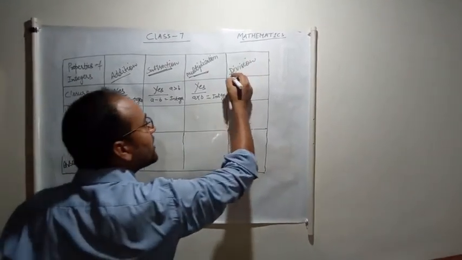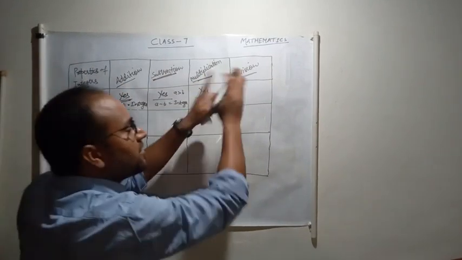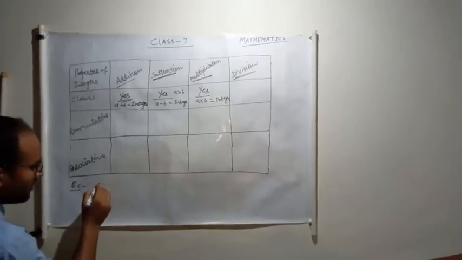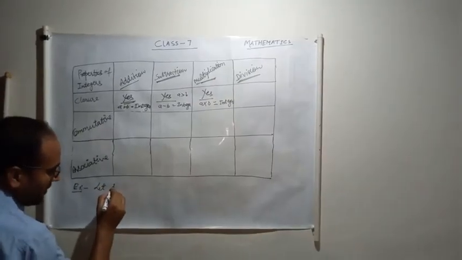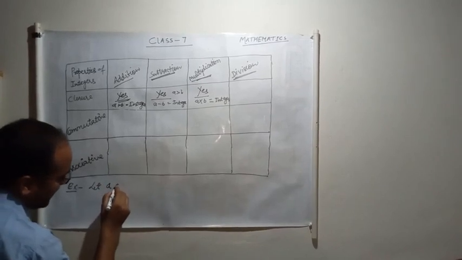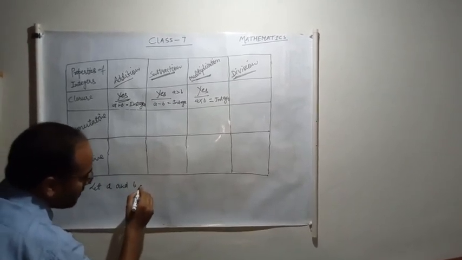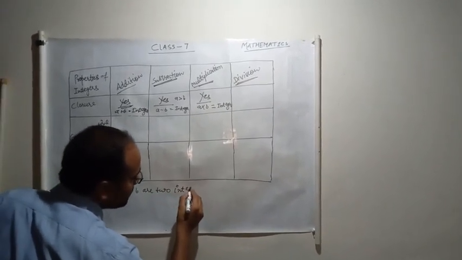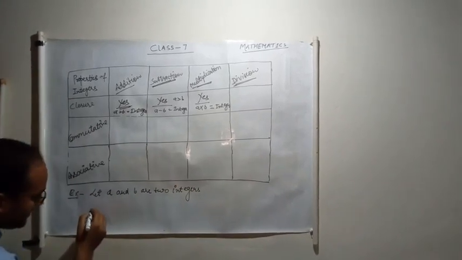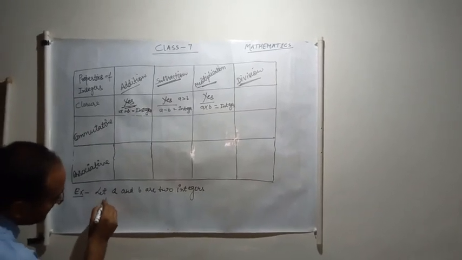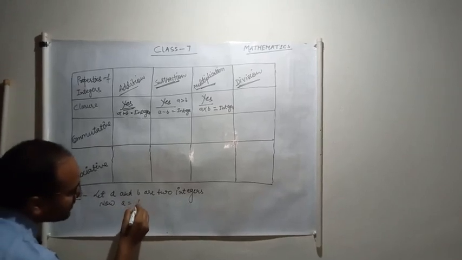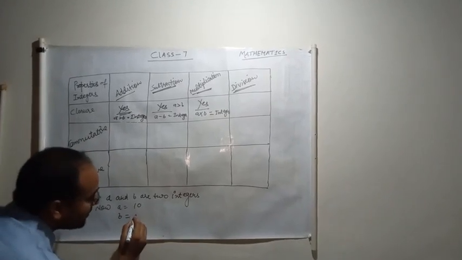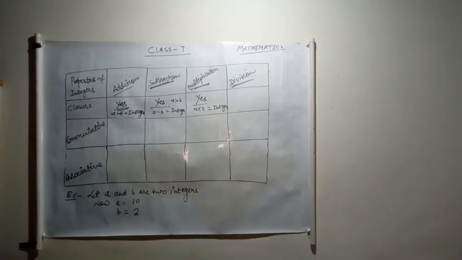So the fourth point is division. Does closure hold for division or not? We are going to see this with an example. Let a and b be two integers, and the value of a is equal to 10 and b is equal to, suppose I take, 2. First case, I am going to take that one.